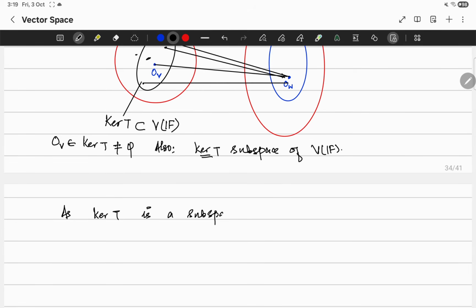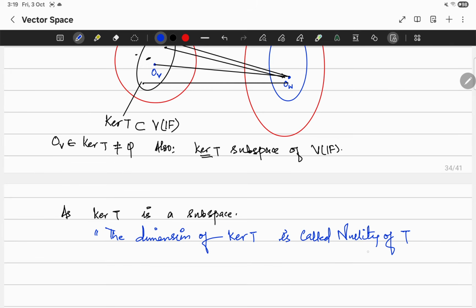As the kernel of T is a subspace, it means that it has a dimension and it has a basis. So the dimension of this set, the kernel of T, is called the nullity of T, and that is denoted by n of T, or the dimension of the kernel. That is the nullity.